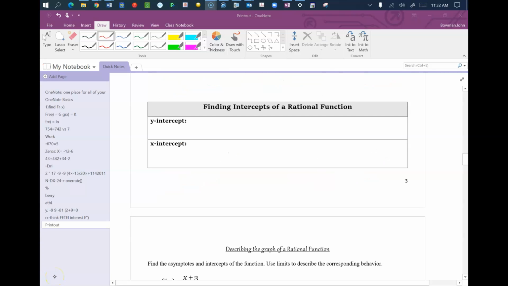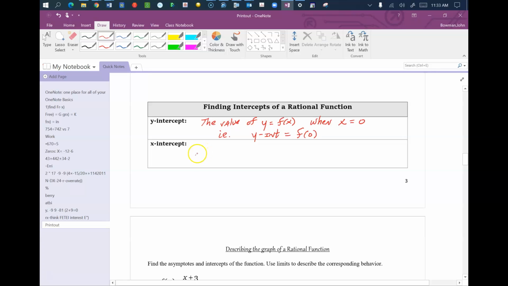Next, we'd like to talk about intercepts. So y-intercepts. Finding y-intercepts is the same for any function. It is the value of y, or f of x, when x is equal to 0. So in other words, the y-intercept is always equal to whatever f of 0 is. So you want to find a y-intercept, plug in 0, simplify, and you've got your answer.